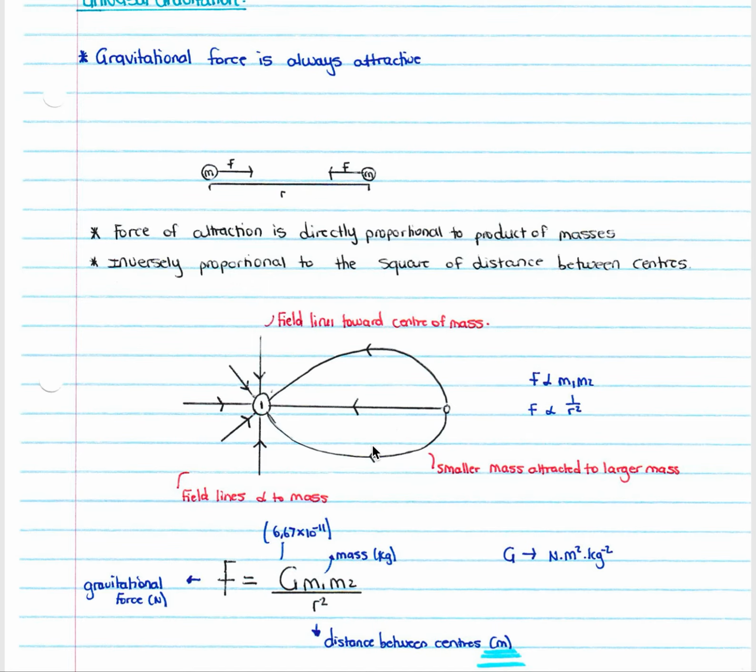When we look at the field lines around two masses, where we have mass 1 over here and mass 2 over here, we have field lines towards the center of the mass. When we draw the field lines, they always go from the smaller mass to the larger mass, as the smaller mass is attracted to the larger mass. Field lines are proportional to mass, so you will have a greater number of field lines around your larger mass and a smaller number around your smaller mass. And we must remember that they're always towards the center of the mass and perpendicular to the surface of the mass.